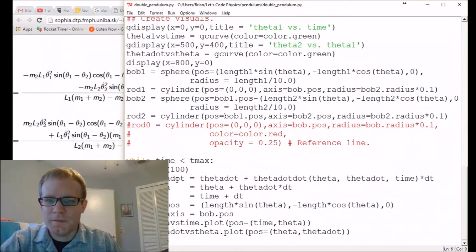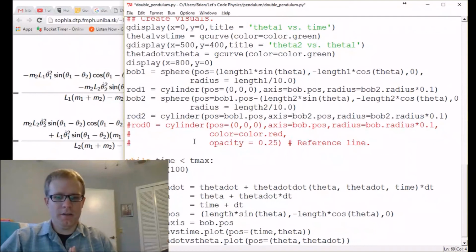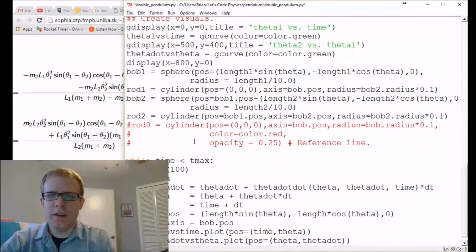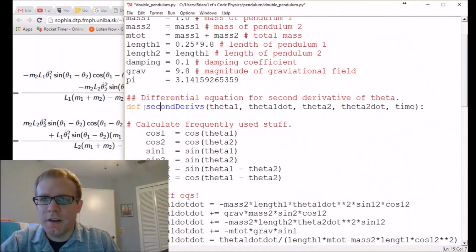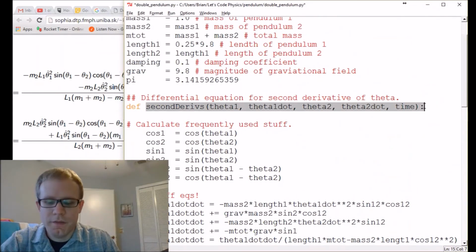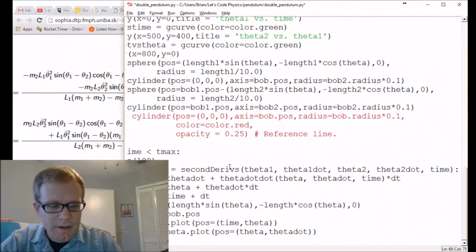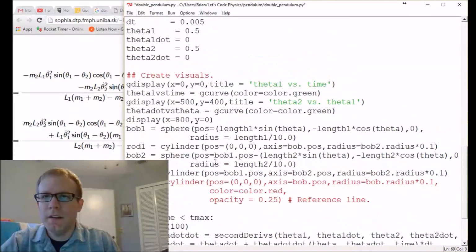Cool. Let's see here. So here's what we're going to do. Let's call theta double dot equal to, what did we call this thing? Second derivatives, and it needs to be a function of all of this stuff. Copy. No, I don't need that colon. I'll remove that. There we go. Oh, I never set up my... oh yeah, I did set those up. There we go. And I'm calling time.